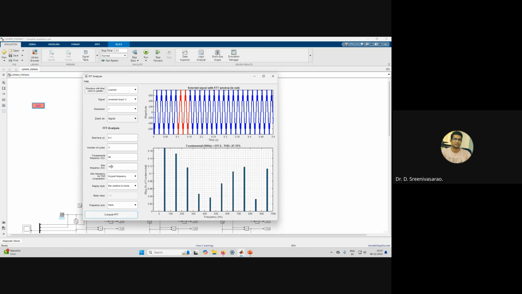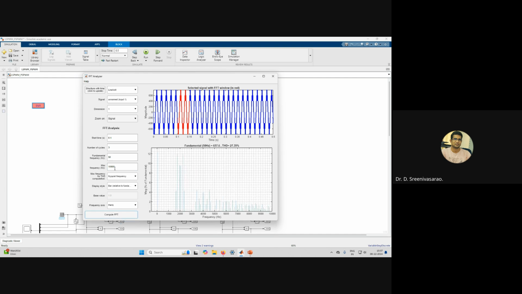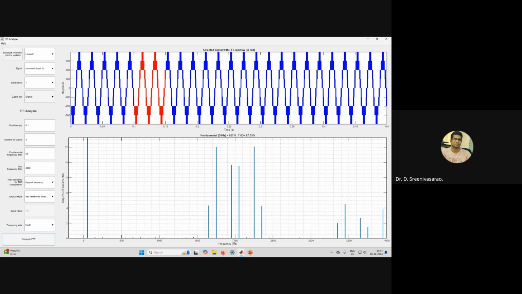Here the maximum frequency selected is just 1000, so we'll slightly make it 10,000 for better visibility of the spectrum. I think 10,000 is somewhat high, so we'll make it 4,000. If you observe, the THD comes to around 27.35.